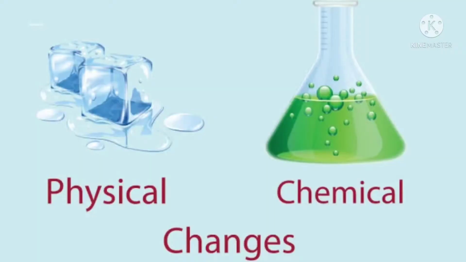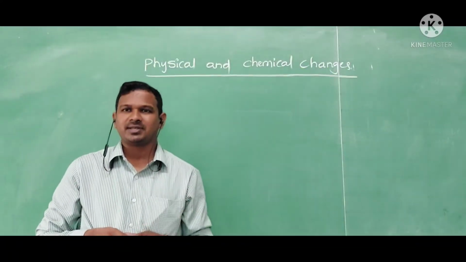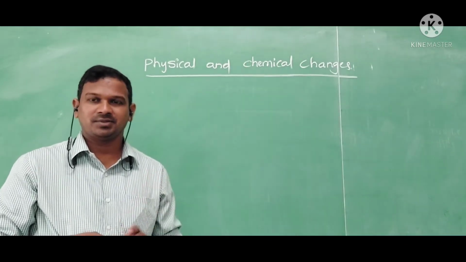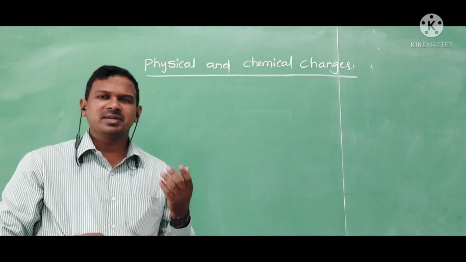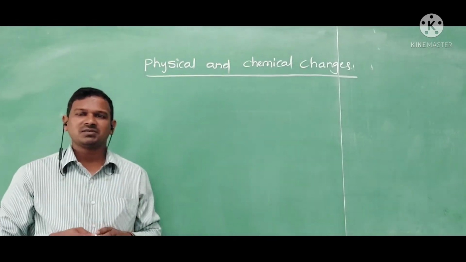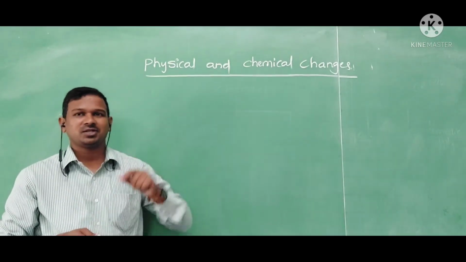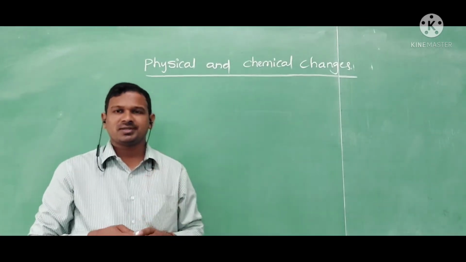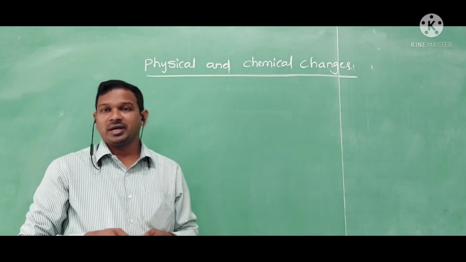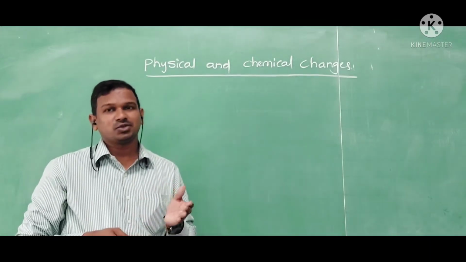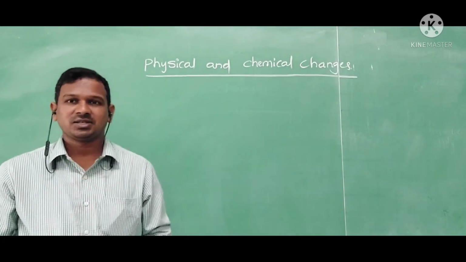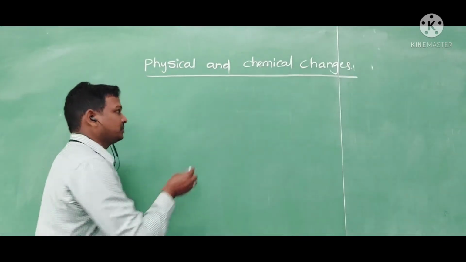In our daily life, we observe many changes. In those changes, some are desirable, some are undesirable. Some are made by humans, some are made by nature. In some changes, new substances will form. In some changes, new substances will not form. By considering all this, in chemistry we divide changes into two types. One is physical change, the second one is chemical change.